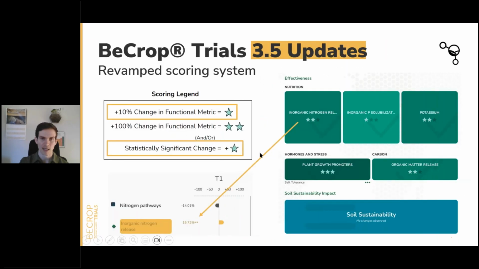Even though it wasn't quite a 10% difference, it still was statistically significant based on the spread and variability of the data. And then with inorganic nitrogen release here, we see 2 stars. That's because here we see it increased by over 10%. It increased about 20%, 19.72. And again, highlighted in orange, it was statistically significant.